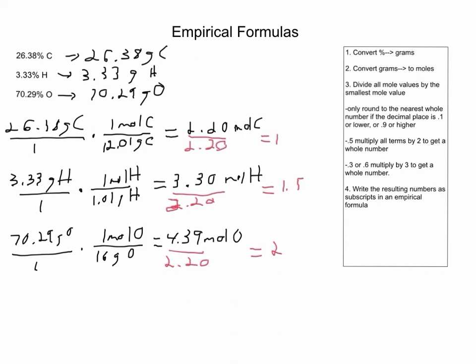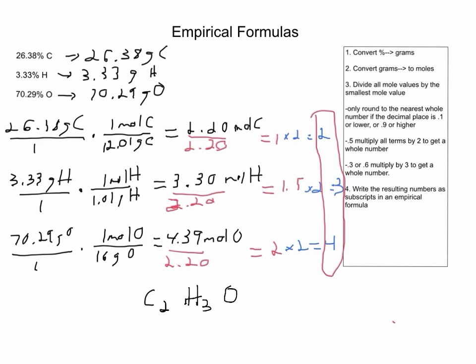So in this case, because we have a 1.5, we need to multiply that by 2 to get a whole number. And when we multiply it by 2, I get 3. But because I multiplied the hydrogen by 2, I also have to multiply the others by 2. So the new subscripts will be these. And our empirical formula is C2H3O4.